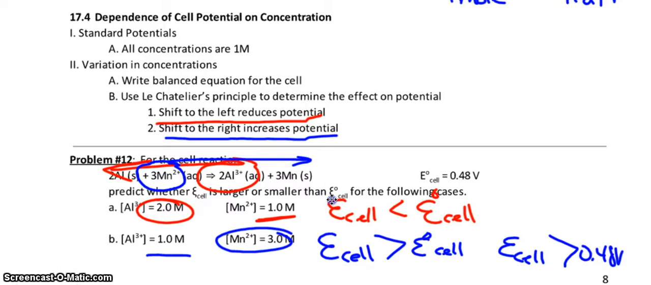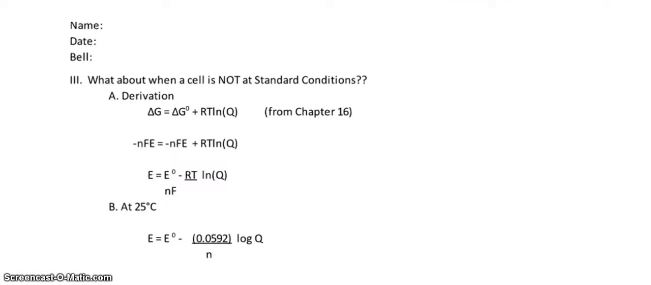Now, of course, you know there's probably going to be some math involved, and that's our next section. How can we calculate the exact number, quantitatively, when the cell is not at standard conditions? Well, we're going back to our buddy Gibbs free energy, and here we have this equation from chapter 16. It says that the Gibbs free energy change not at standard condition is equal to the Gibbs free energy change at standard condition plus RT ln Q.